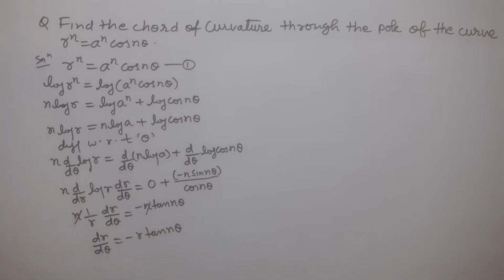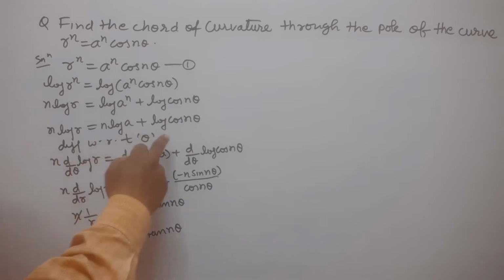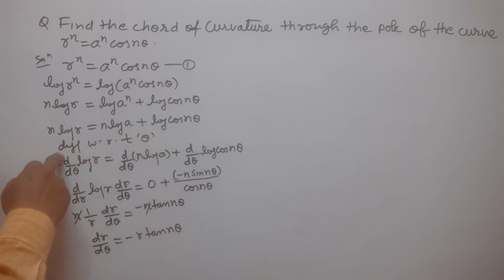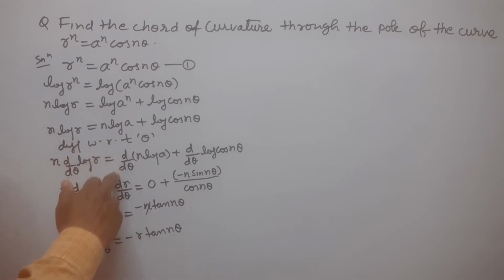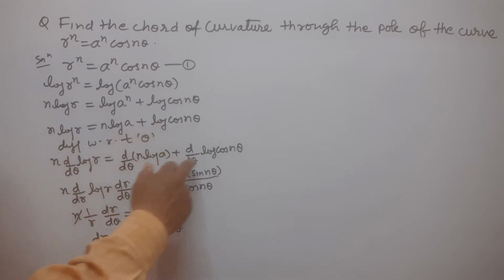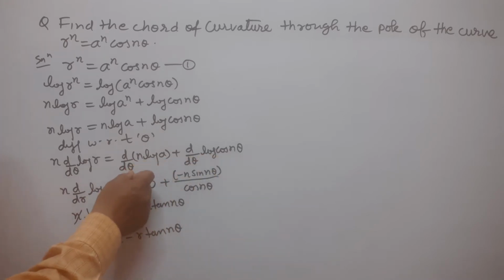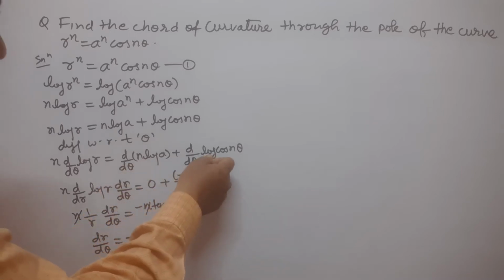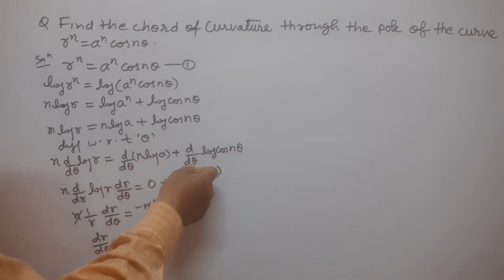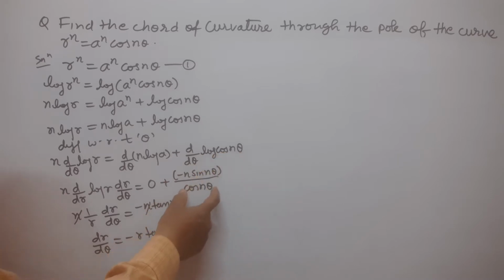आप देख सकते हैं इसमें बोथ साइड डिफरेंशिएट किया गया थीटा के रिस्पेक्ट में, तो इसके लिए ऑपरेटर यूज करेंगे d by d थीटा. यहाँ n कांस्टेंट है तो उसको डिफरेंशियल ऑपरेटर के बाहर रखेंगे. log r is equal to d by d थीटा of n log a plus d by d थीटा of log cos n थीटा. यहाँ पर n log a is constant, so differentiation of n log a with respect to theta is 0, and here log cos n theta differentiation with respect to theta is 1 upon cos n theta.